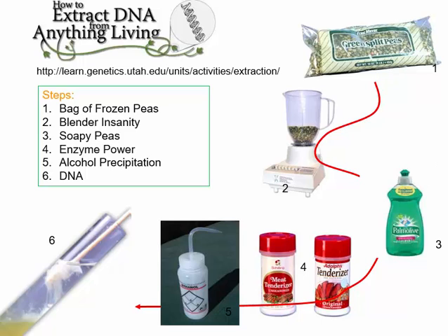This is pretty cheap. You need some soap. That's going to disrupt the membranes of the cells. Meat tenderizer breaks down the protein. You need some alcohol, isopropyl alcohol or ethanol, to precipitate the DNA, and you'll get this kind of gloppy substance. That's DNA. So there's one answer. DNA looks like that. It's not that informative from a structure standpoint.